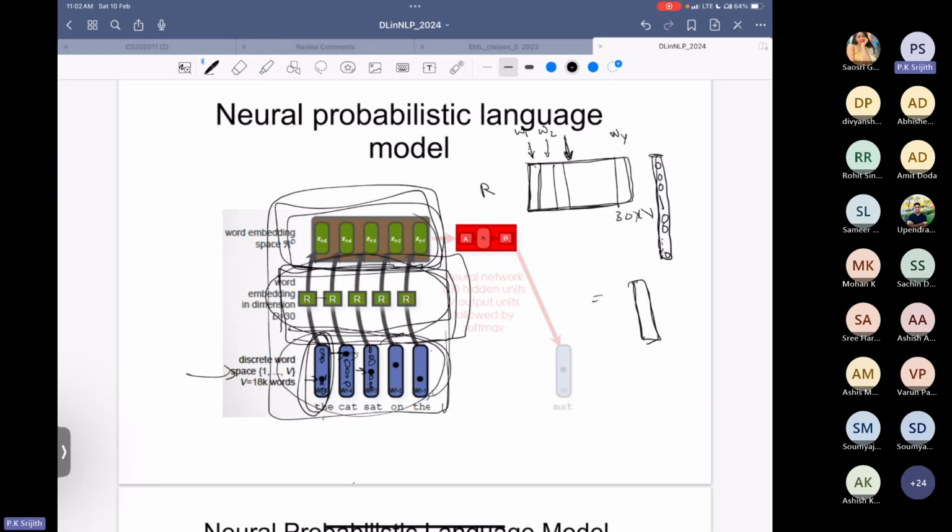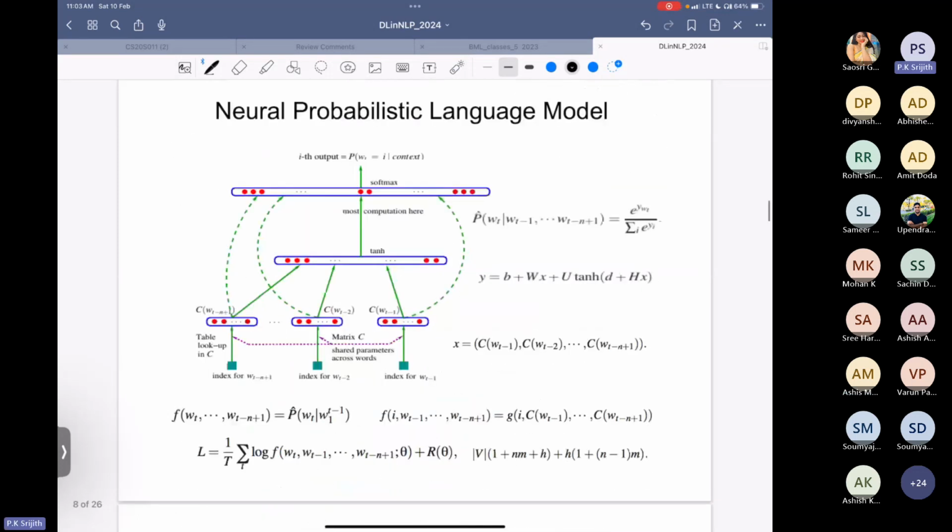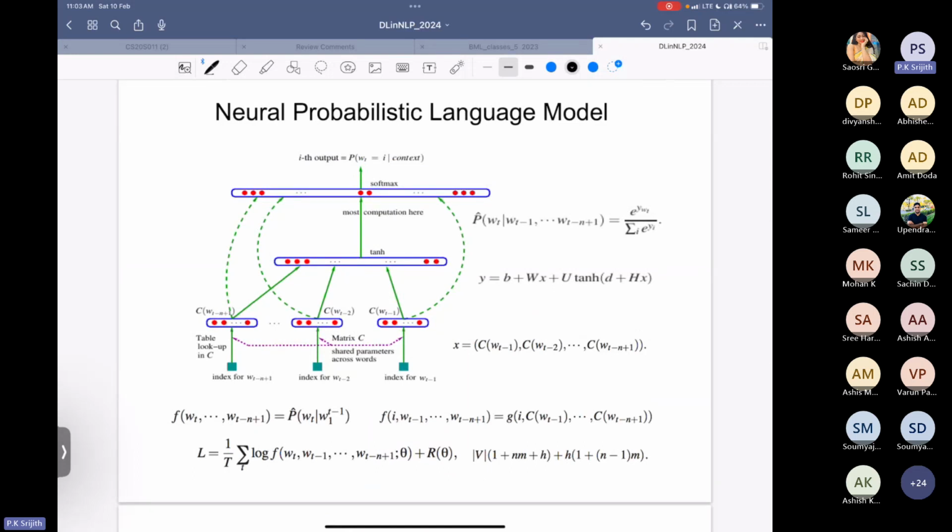Okay, so once you have this vector representation for these input words, then you pass it to a neural network and try to use that to predict your target word, that is the next word. And we'll see how exactly that happens. Okay, this is exactly how that happens. In this picture, that matrix R is represented by C, the word embedding matrix that you want to learn.